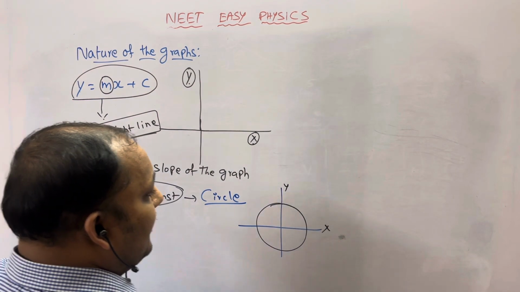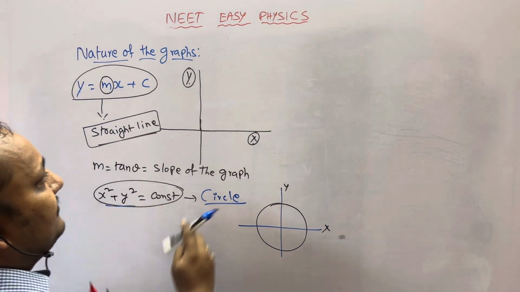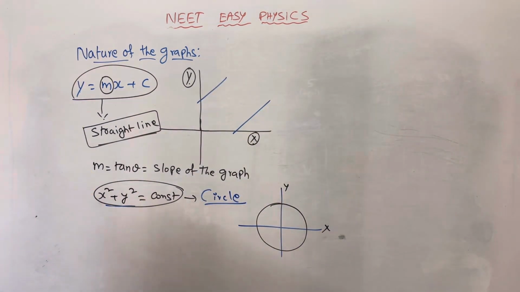A y and x relation like this is going to be a straight line. But the straight line may be anywhere. However it will come, so in physics we will discuss it next time.